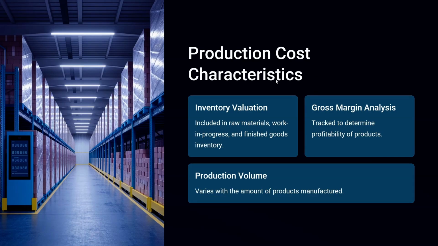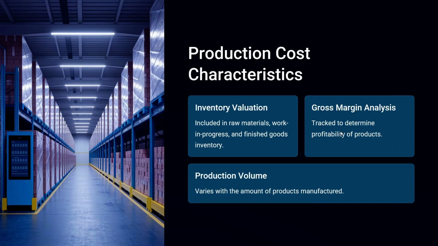Let's talk about how production costs are used in business and accounting. First, inventory valuation. Production costs are part of your inventory, as we said before. This includes raw materials you haven't yet used, products still being made, which is work in progress, and finished products that are ready to sell.